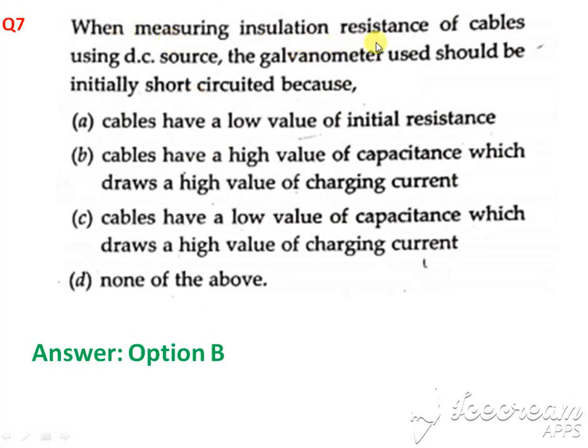When measuring insulation resistance of a cable using a DC source, the galvanometer used should be initially short circuited because, option A, cable has low value of initial resistance, option B, cable has high value of capacitance which draws a high value of charging current, option C, cable has low value of capacitance which draws a high value of charging current, D, none of the above. So the correct answer is option B, cable has higher value of capacitance which draws a high value of charging current.